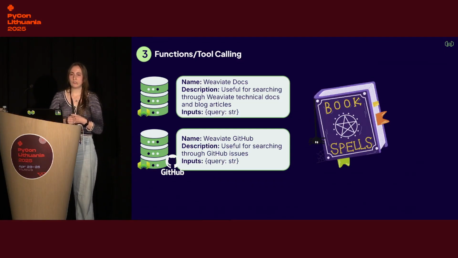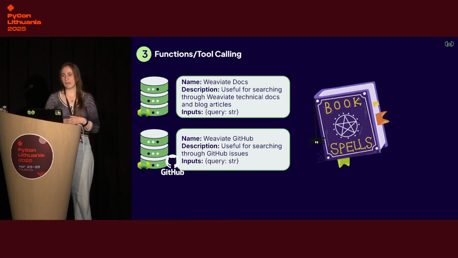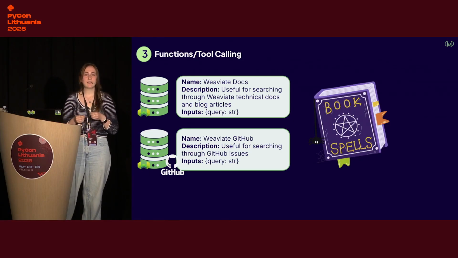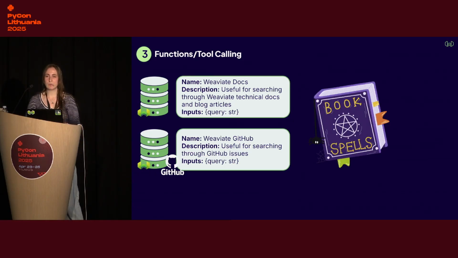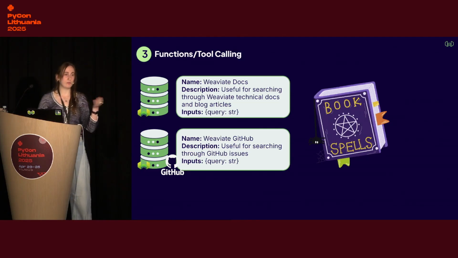And what we now start to do, and you can imagine the context that I gave to my initial ChatGPT RAG application, now we're actually changing the context that we provide to the model. And the context we're providing is names and descriptions of tools that are available to it, alongside the inputs that it expects. So in my world, I might be providing two tools, one called Weaviate Docs, and I say useful for searching through Weaviate technical docs and blog articles. And the other one might be Weaviate GitHub, and I say useful for searching through GitHub issues. And both of these things expect a query in the form of a string.